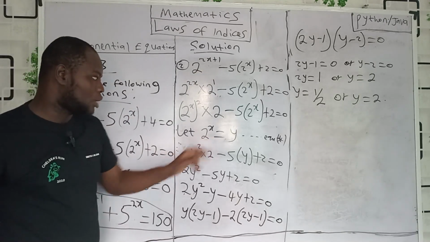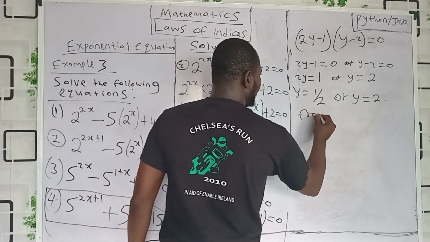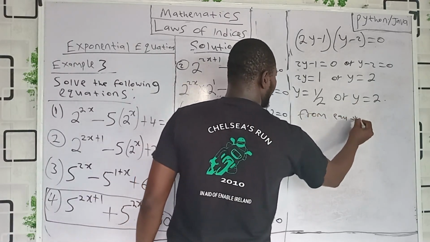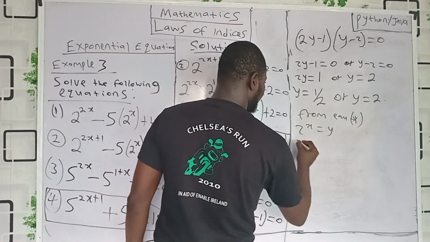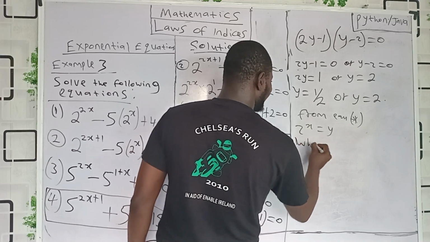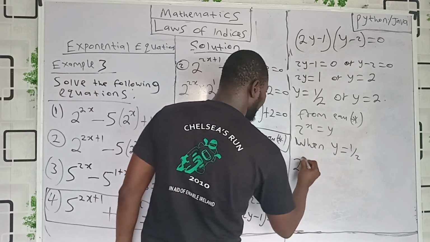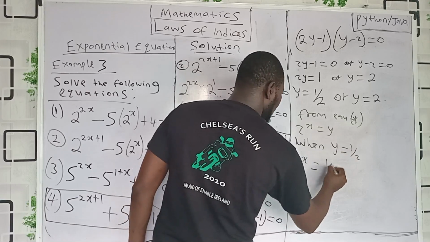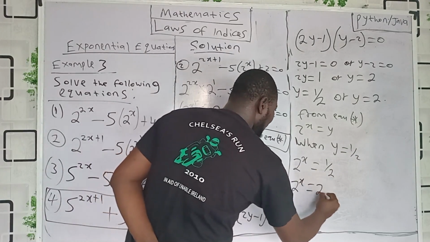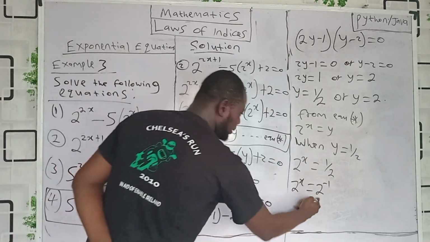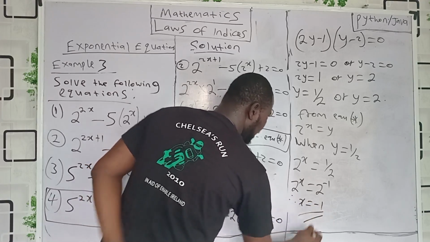So we now go back to our assumption. From equation star, what do we have? We have 2 raised to power x equal to y. Because we have obtained two values of y, when y is 1 over 2, we say 2 raised to power x is equal to 1 over 2. But don't forget, as one of those laws, I can express 1 over 2 as 2 raised to power minus 1. Beautiful. Then as usual, the bases are equal, therefore the powers are equal. X is minus 1.